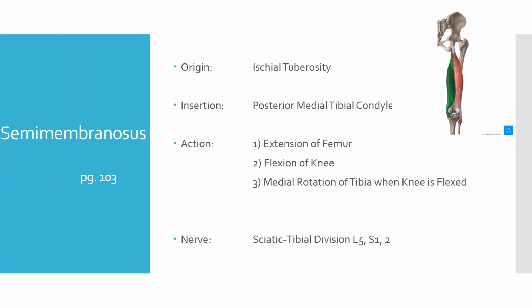Semimembranosus. The origin is the ischial tuberosity. The insertion is the posterior medial tibial condyle. And three actions include extension of the femur, flexion of the knee, as well as medial rotation of the tibia when the knee is flexed. The nerve is sciatic tibial division, L5, S1, and 2.